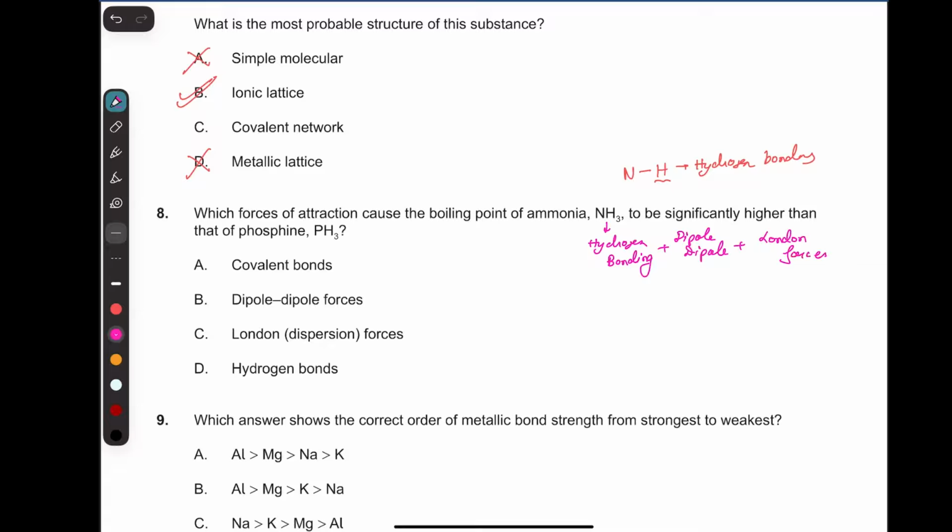These are the three forces of attraction in NH3. What about PH3? Phosphorus belongs to the same group as nitrogen, so there is also a lone pair on phosphorus, which means PH3 is a polar molecule. But the P-H bond, this hydrogen attached to phosphorus, will not give you hydrogen bonding. For hydrogen bonding, hydrogen has to be attached to either fluorine or oxygen or nitrogen.